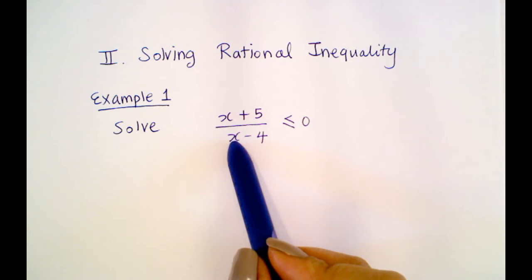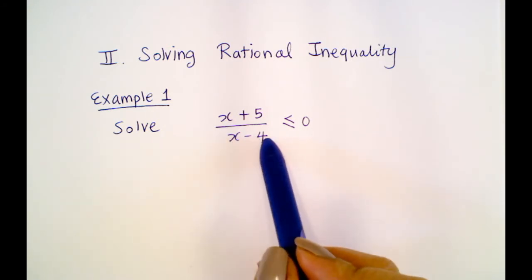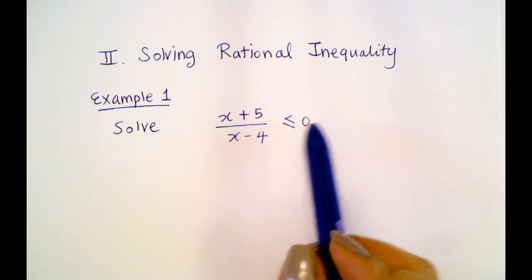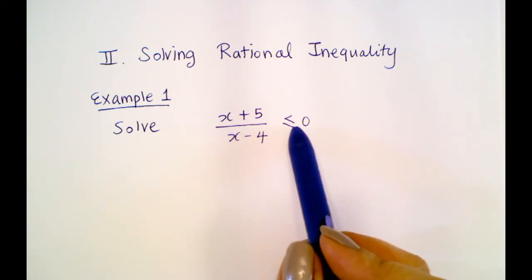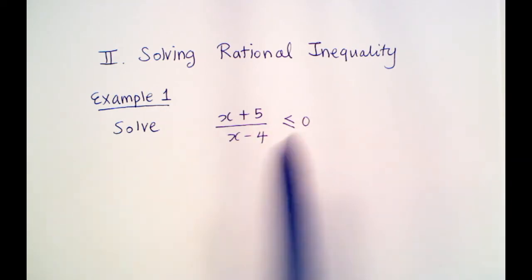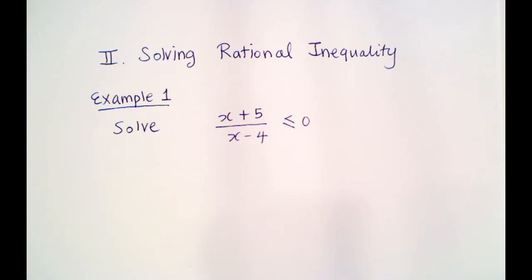Like, what if x is 3? Then 3 minus 4 will be a negative 1, and multiplying both sides by a negative number we're going to have to flip this inequality, right? So that's something that we're not allowed to do here. Instead, here's how we do the boundary points.